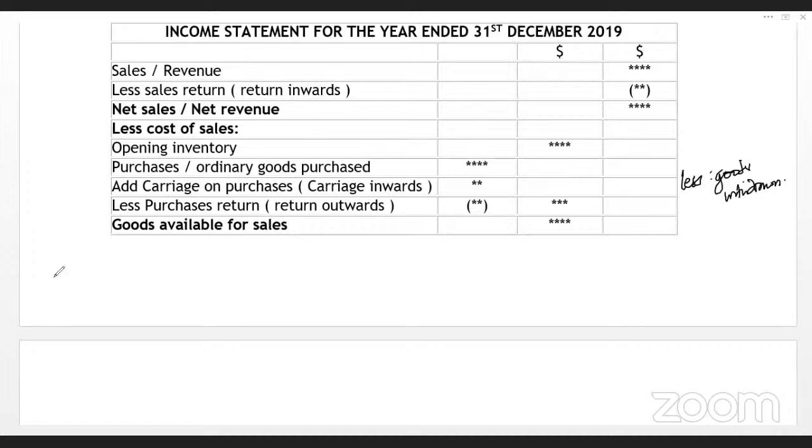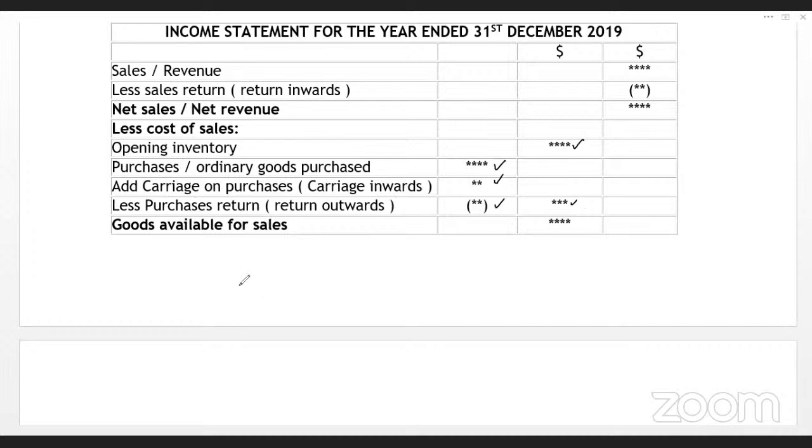So what you have to do now, you have to add your opening inventory, you add purchases, you add the carriage on purchases, you less the purchase returns, then you transfer the figure here, then you get the goods available for sale.